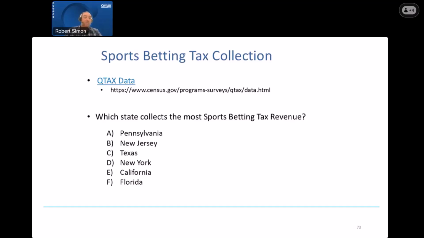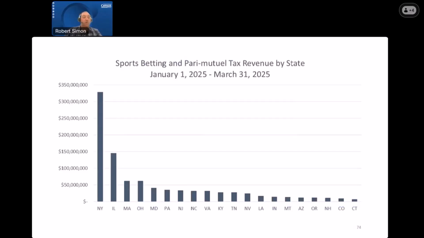And it looks like the most picked answer was New York, which is the correct answer. New York is by far and away the winner. They are a large state, plus they tax sports books at a huge rate. 51% of all sports books profits go to the state in the form of taxes.